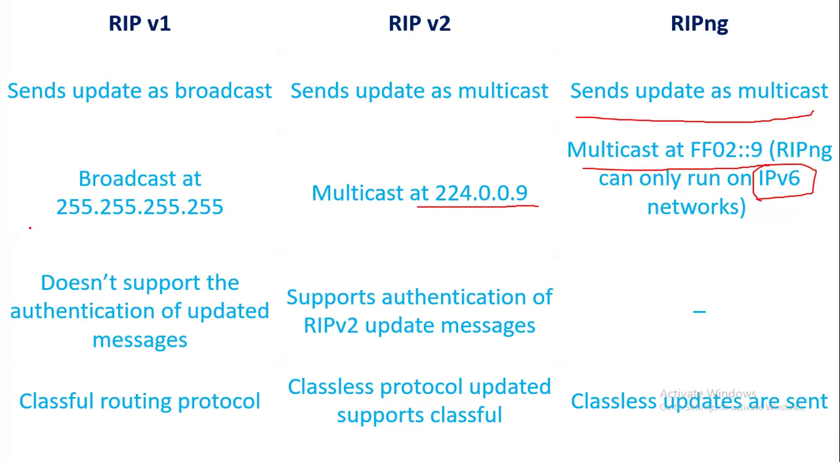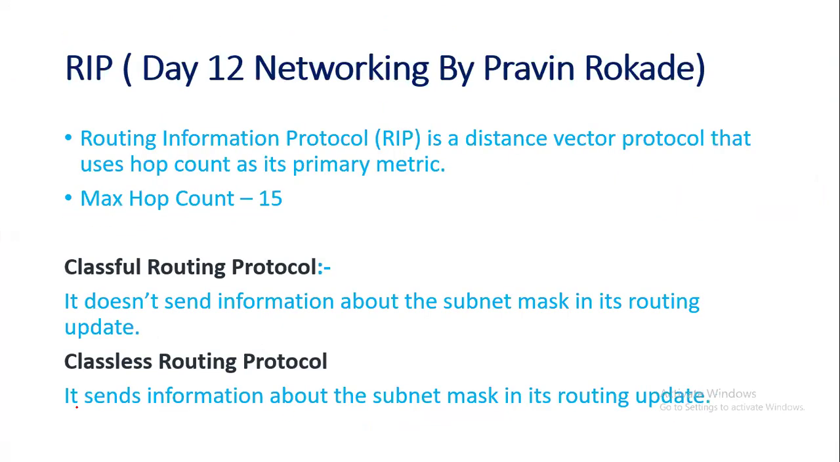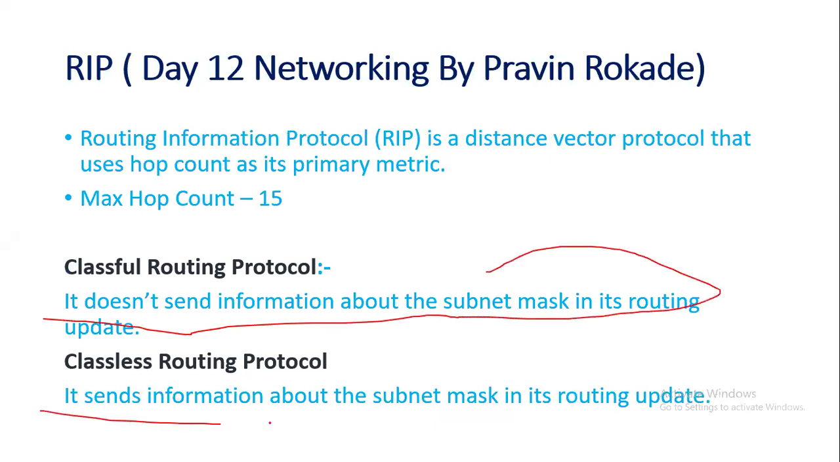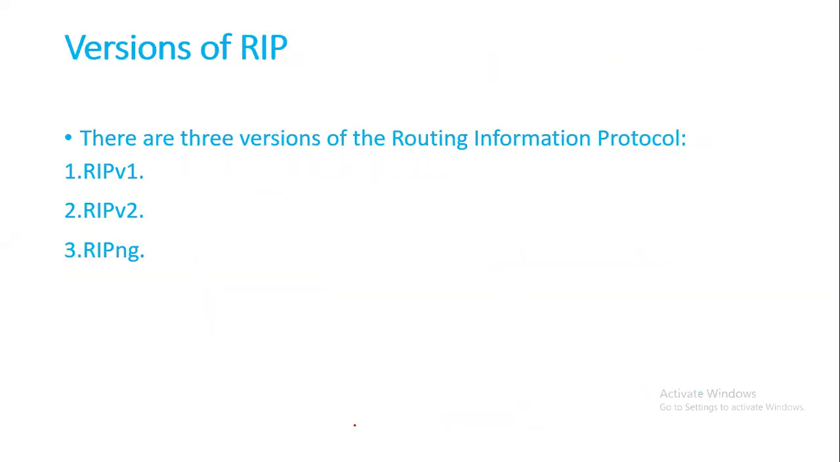RIP version 1 sends a broadcast to 255.255.255.255. Version 1 doesn't support authentication of messages, and version 2 supports authentication. We already discussed classful and classless: RIP version 1 is classful, while RIP version 2 and RIPng are classless. Classful does not carry any subnet mask information along the network, and classless carries the subnet mask information along the network.